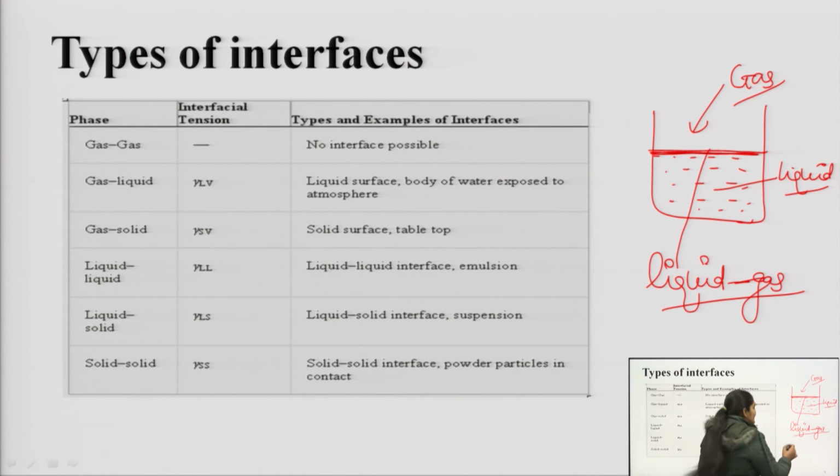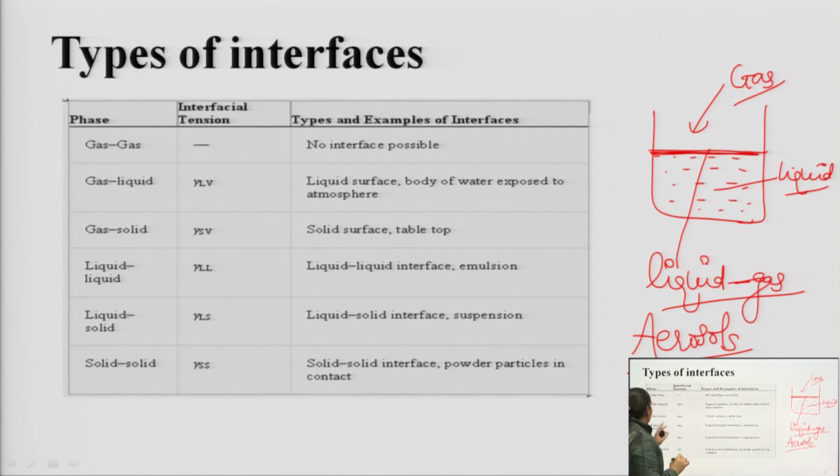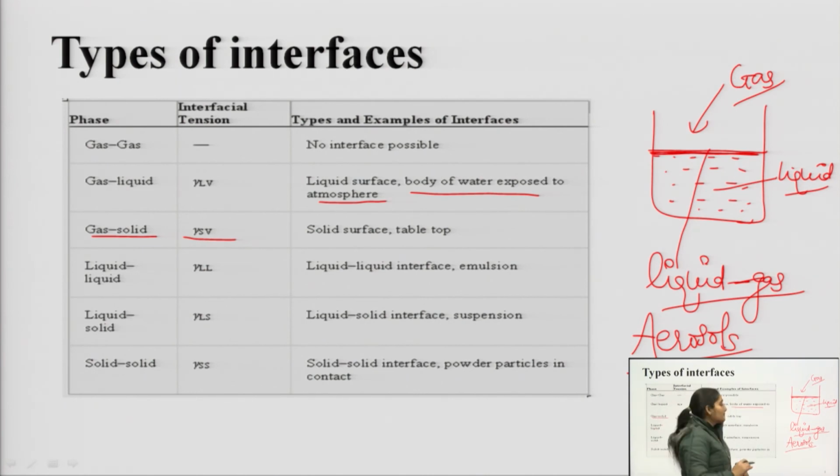Another example is aerosol. Okay. So, examples of the gas liquid interface are what? Aerosols and water in a beaker or a body of water exposed to the atmosphere. Next is the gas solid interface. The gas solid interface is represented by gamma SV, and an example of the gas solid interface is a solid surface or tabletop. Okay.